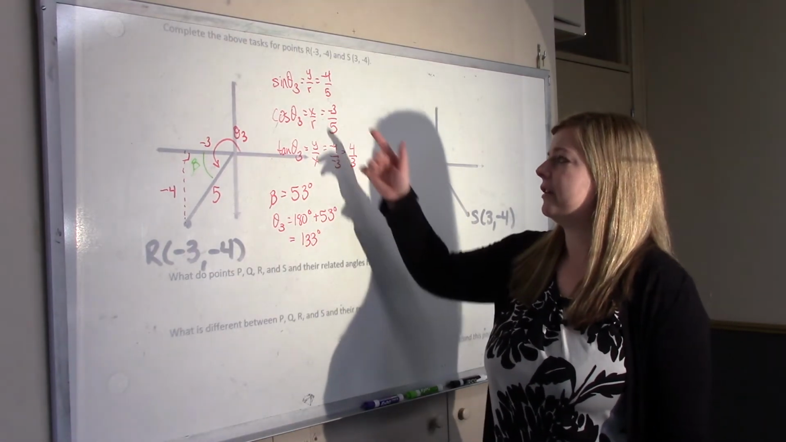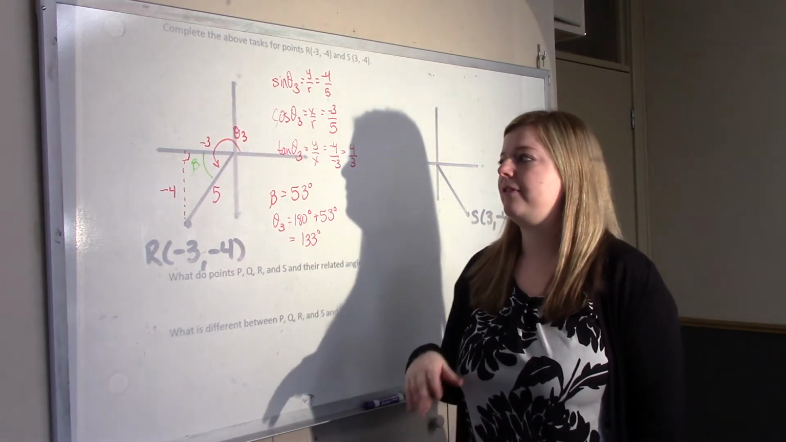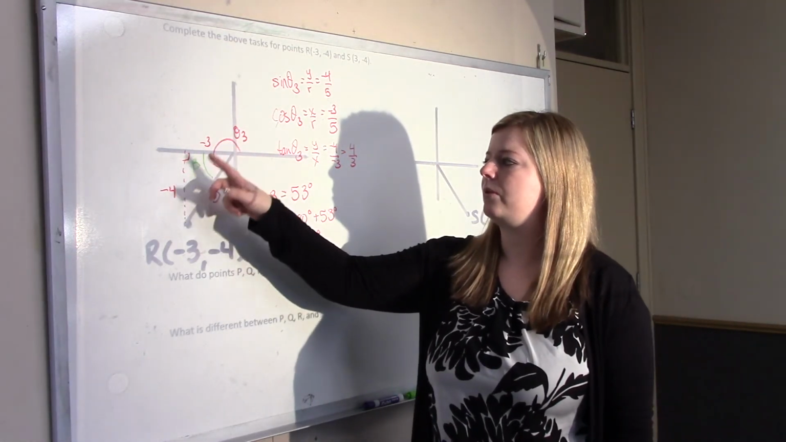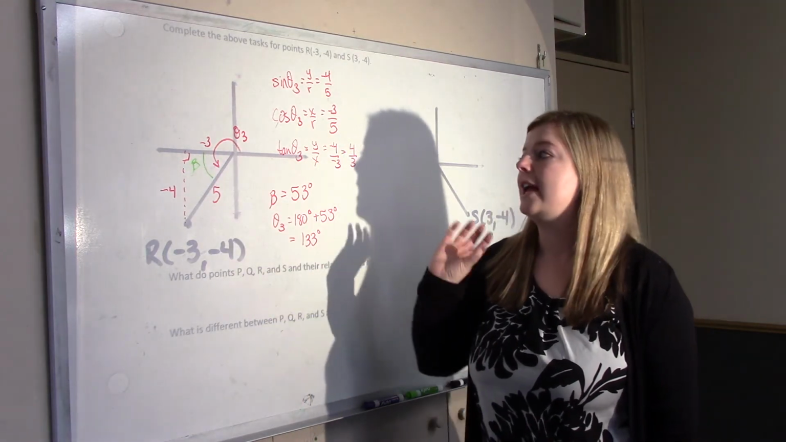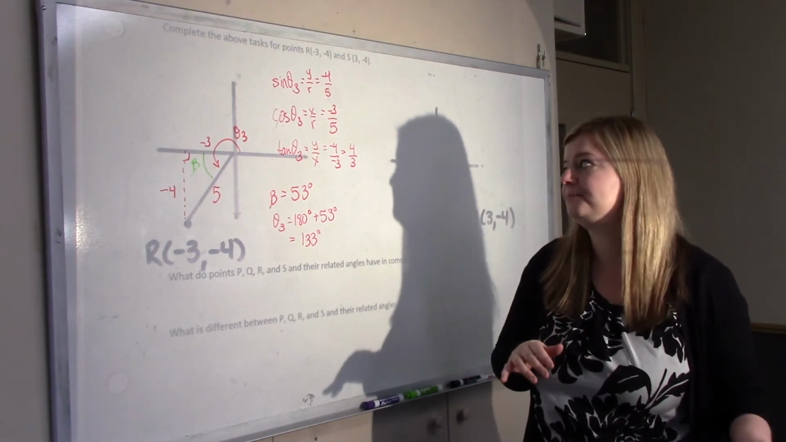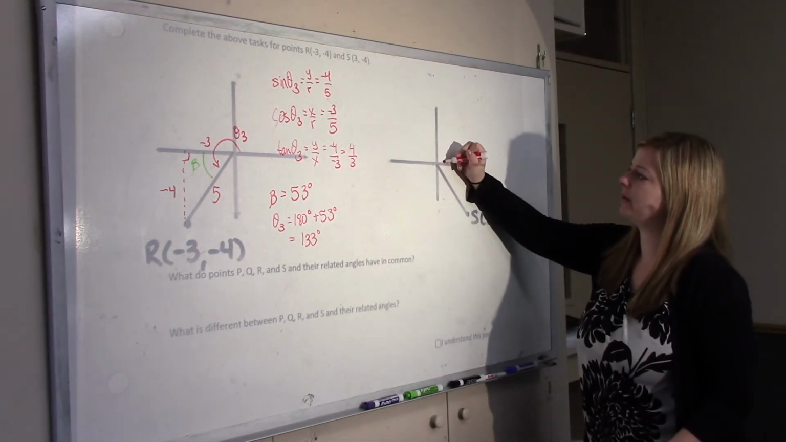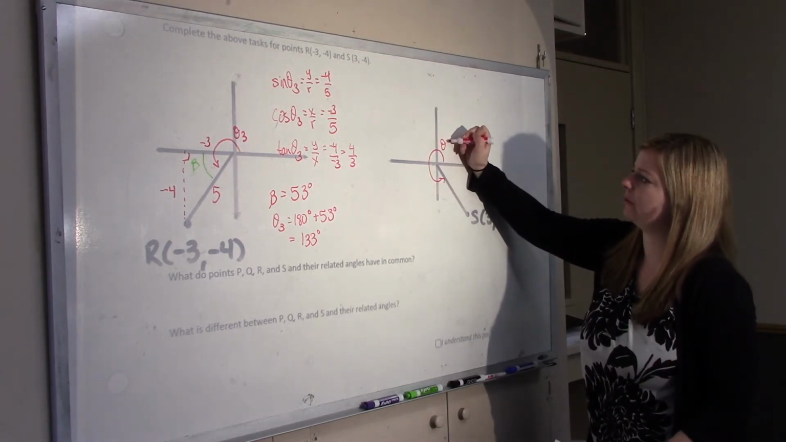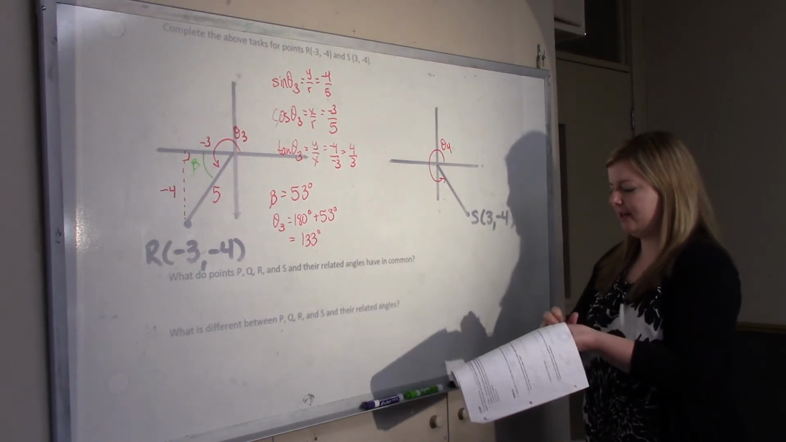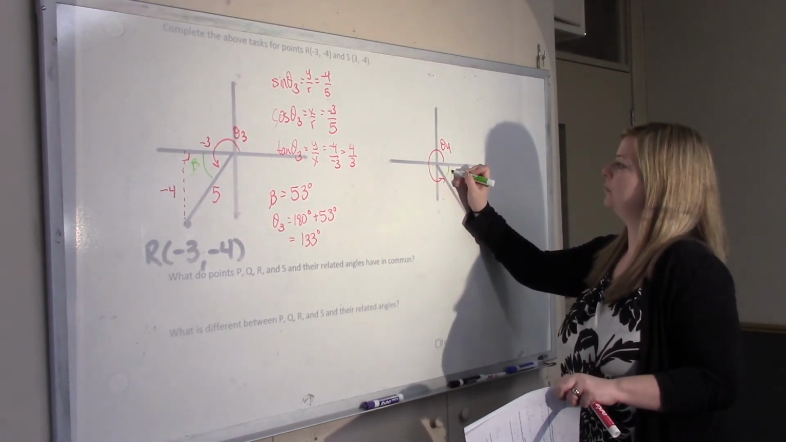The fact that they're negative or positive will tell you which quadrant they'll be in, but if they all have the same ratio, 4 to 3 to 5, it's the related acute angle that will be the same in any of the 4 quadrants. So here's 3, negative 4. Our principal angle is here, theta 4, and our related acute angle is here.